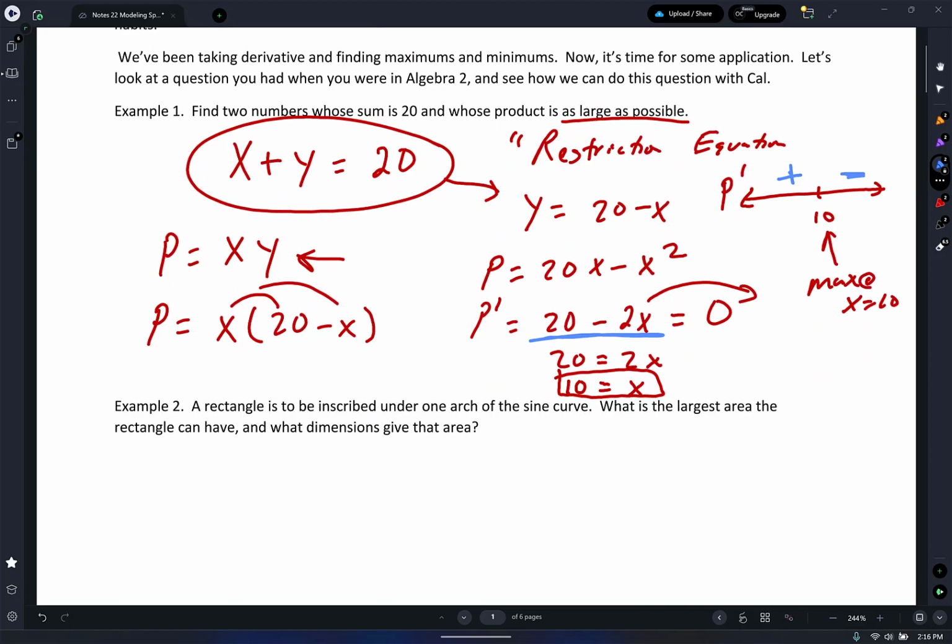I got a 10, so I'm going to plug that 10 in here. So P equals 10 times, 20 minus 10 is 10. So my maximum product is 100. Does that make sense?